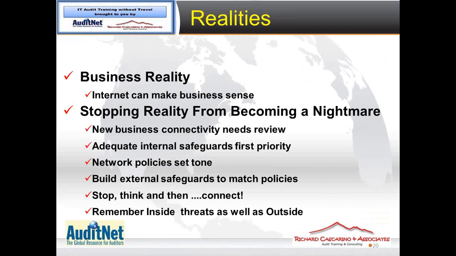So our internal safeguards have to become a first priority. And the way that should be happening is our network policies can set the tone. But then we need to build external safeguards to match those policies. Saying you shouldn't do these things isn't enough. You stop, think, and then connect.